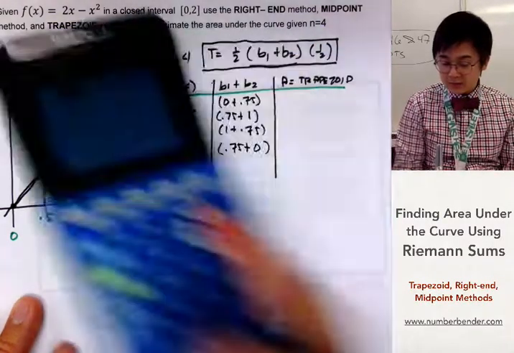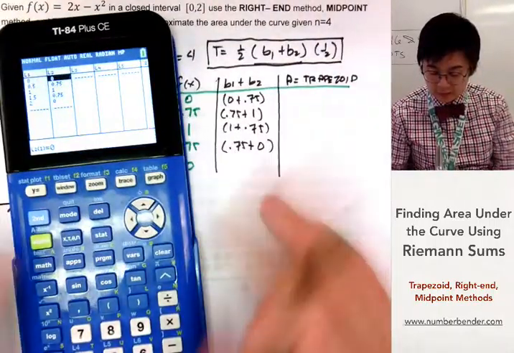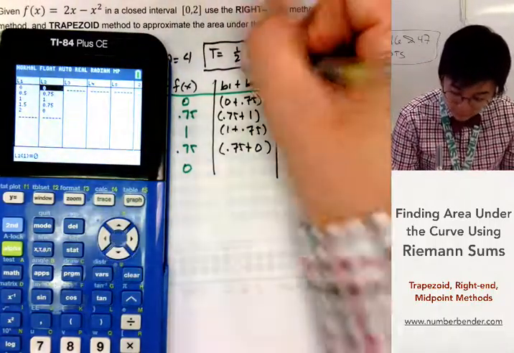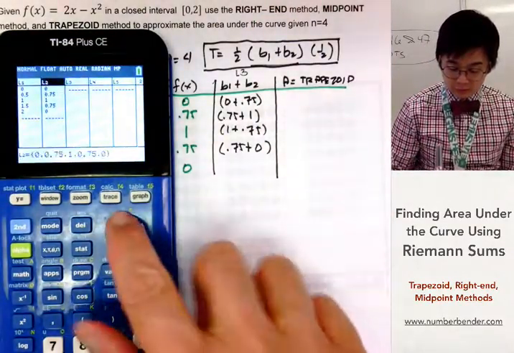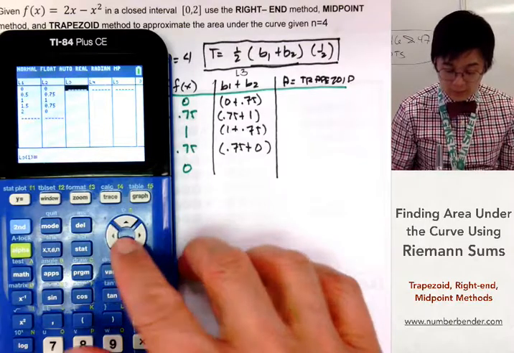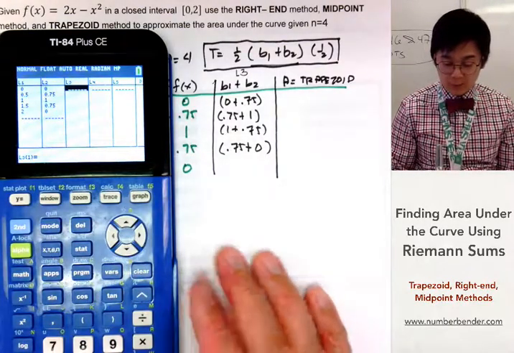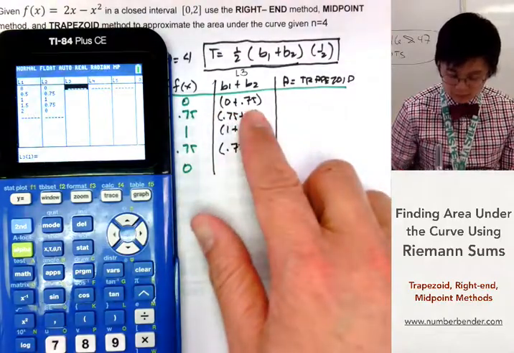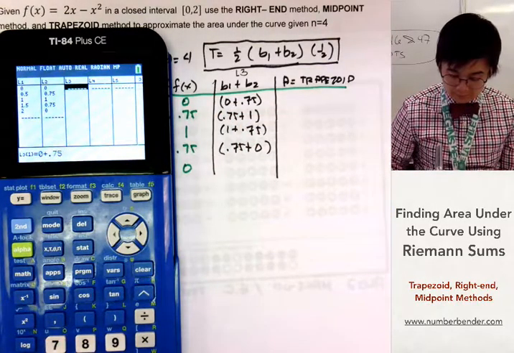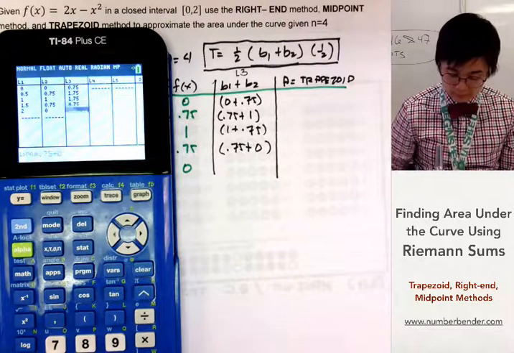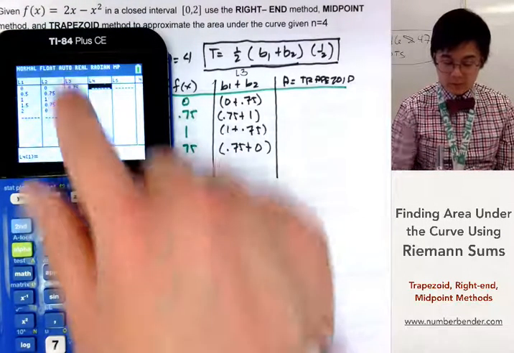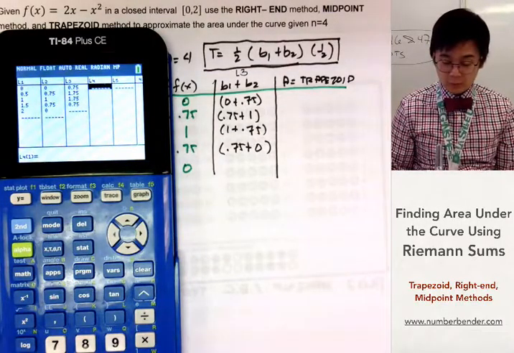Now, paano natin gagamitin si calculator? Madali lang. So, sa list 3, ang gagawin natin B1 and B2. So, to do that in your calculator, just go to the very top. So, sa bawat cell ng bawat trapezoid, which is 0 plus 0.75, and then 0.75 plus 1, and then 1 plus 0.75, 0.75 plus 0. So yan yung ating B1 and B2, or B1 plus B2.